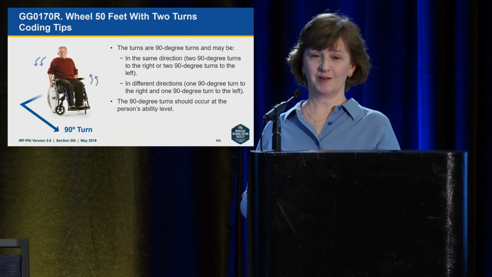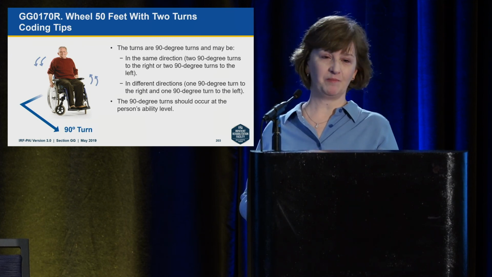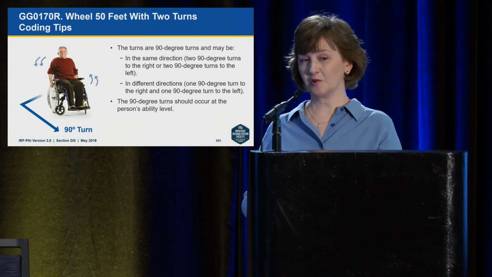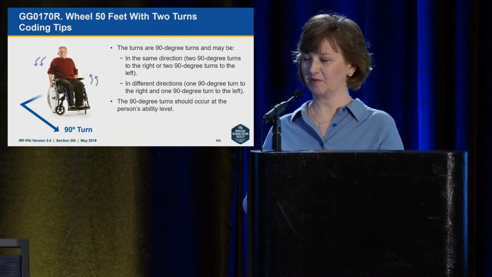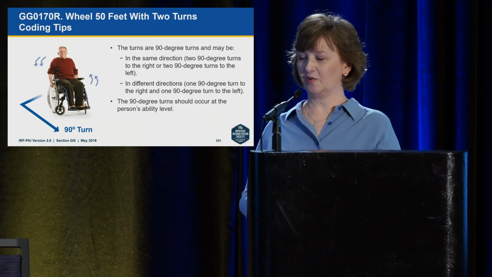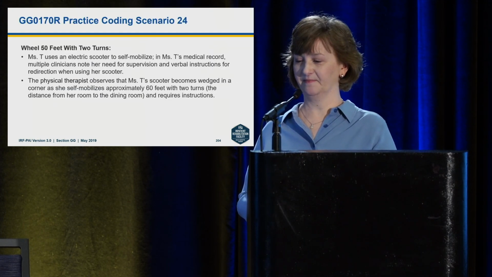You may be assessing a patient and you think it's important to assess them going both directions, so you may be having somebody, let's say, with a stroke, and you have them turn once to the left and once to the right. That's certainly acceptable. 90-degree turns occur at the person's ability level.